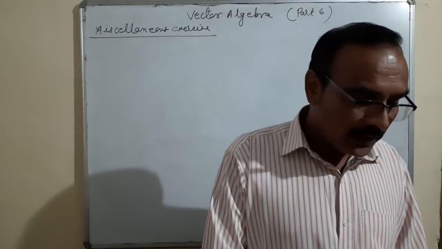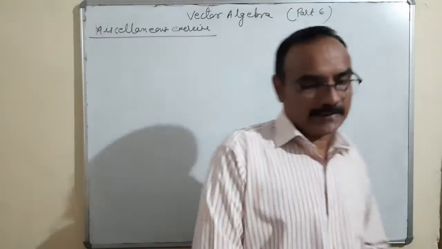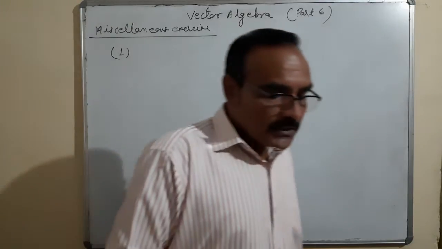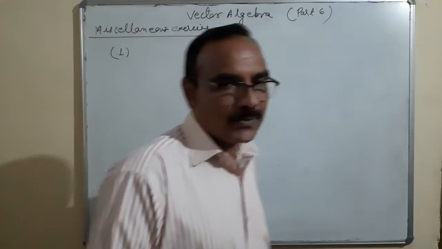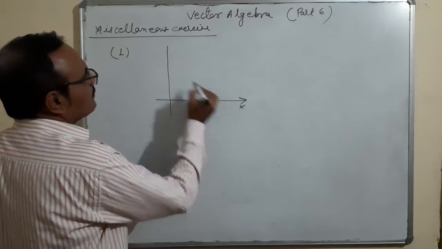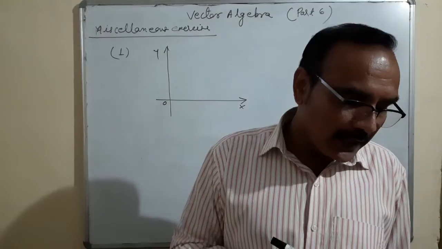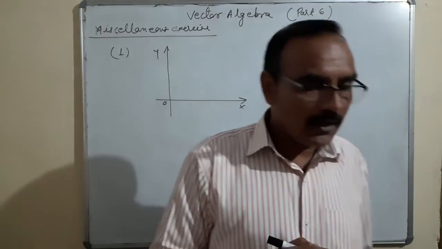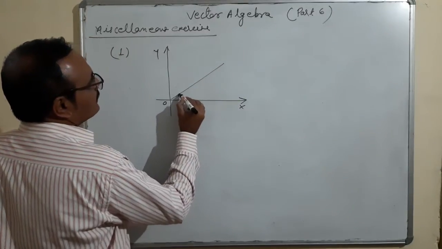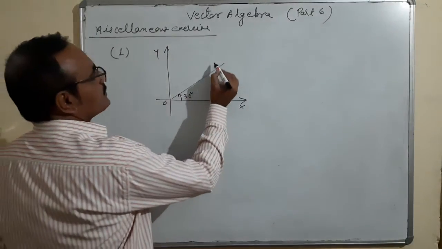Question number 1. Write down a unit vector in the xy plane making an angle of 30 degrees with the positive direction of the x-axis. Write down a unit vector in the xy plane, making an angle of 30 degrees with the positive direction of the x-axis. So suppose it is OP.